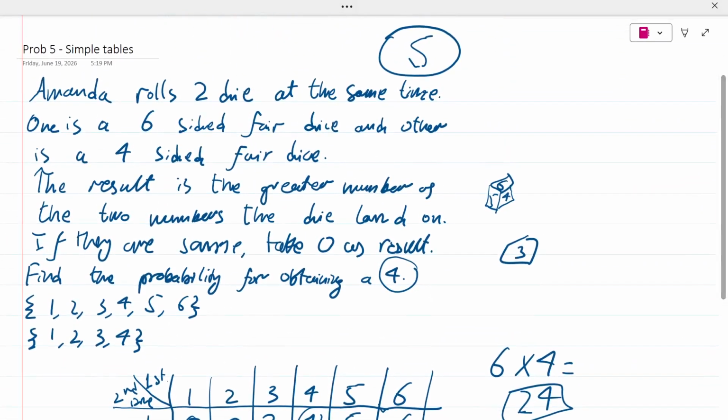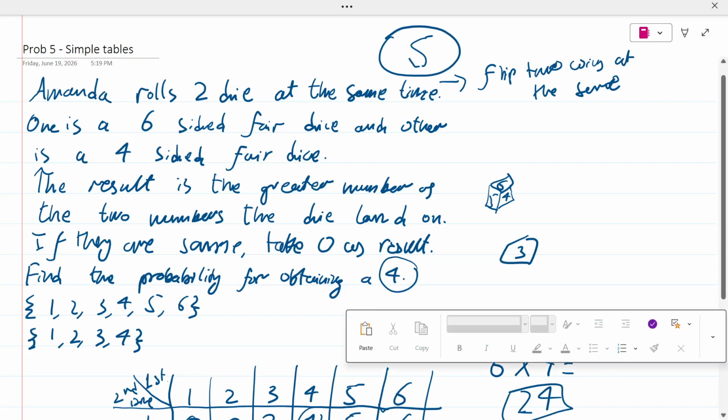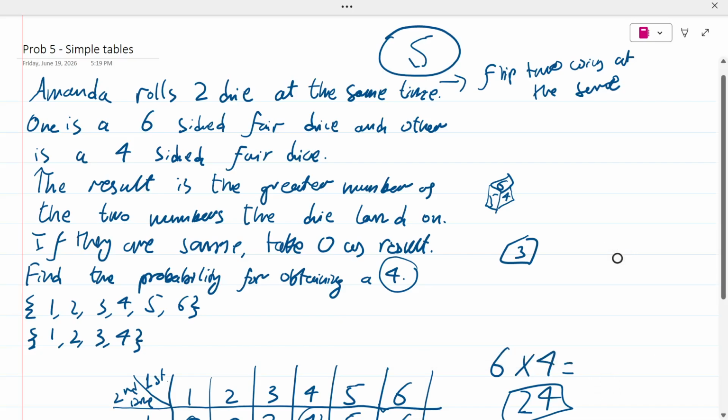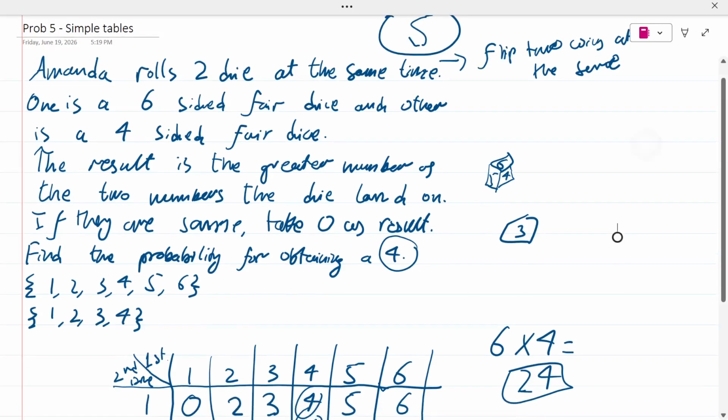And again, like I said, it doesn't always have to be a dice. It could have been Amanda flips 2 coins at the same time. If the coin is fair, you know that the probability for obtaining a head would be 0.5, and the probability for obtaining a tail would also be 0.5, right? Why? Because it's a fair coin. So the probability for all of the outcomes should be the same, right? So it's 0.5, 0.5 equals 1.